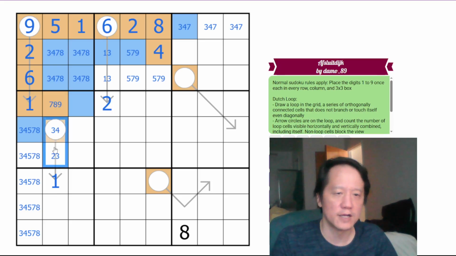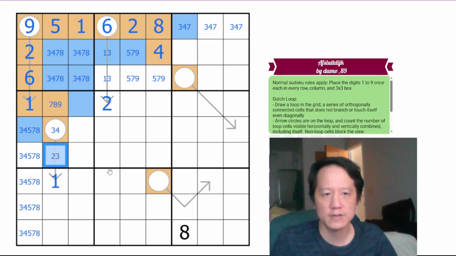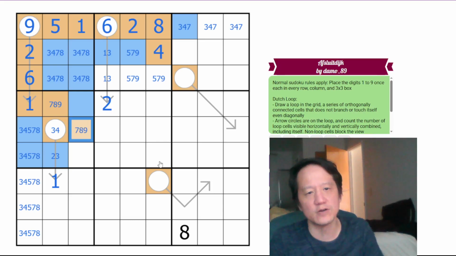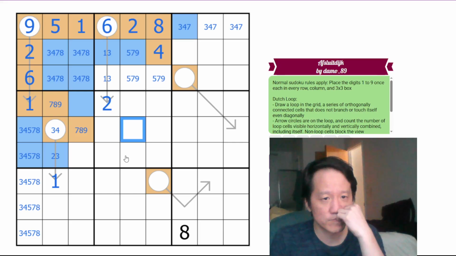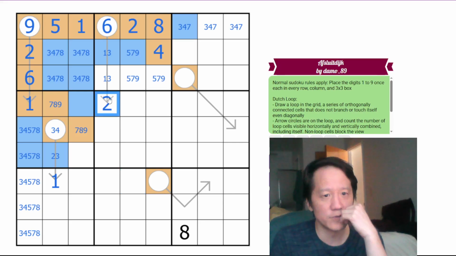Dutch whisper line cannot go this way because this digit is not 4 or more away from that. So this cannot be on the Dutch whisper line. This can't be, sorry, Dutch whisper loop. This can't be, it must go this way. This has to be 7, 8, or 9 here. Could go this way, we don't know.